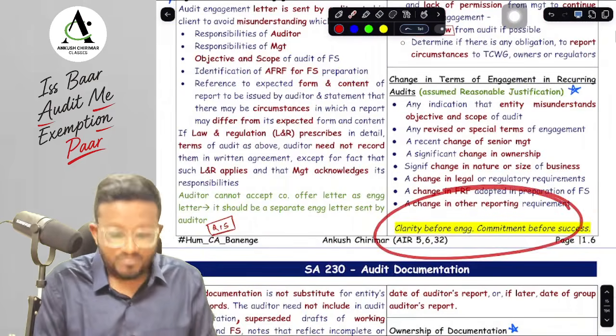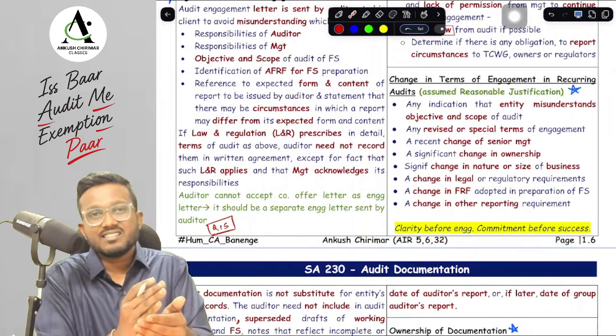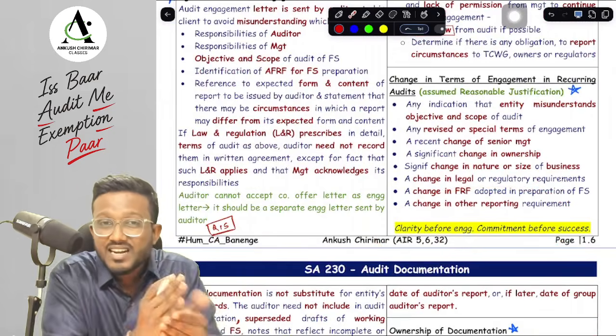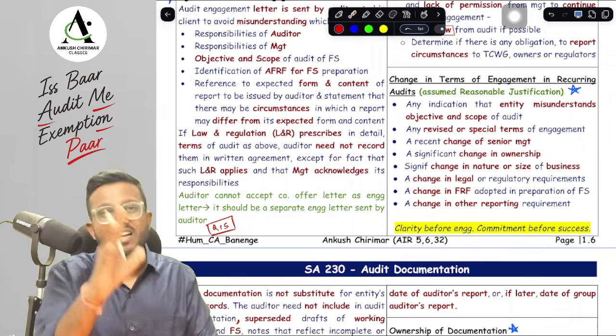Next is in SA 210, clarity. There should be clarity before the engagement, just like there should be commitment before the success. Before you get the success, before you get the CA degree, you should be committed to yourself. You should be committed to this particular degree, and then you will get this particular degree.